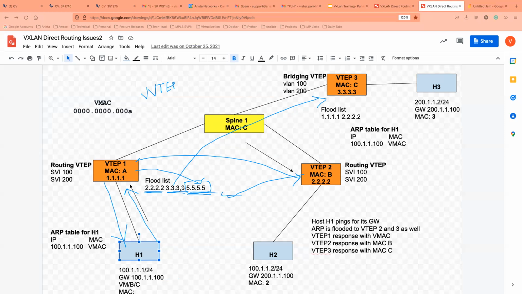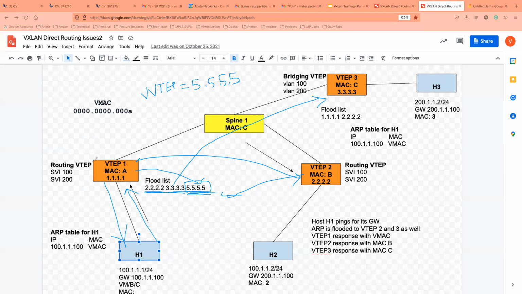Then why are we configuring 555 in the flood list? Why are we configuring it, you mean to say? In the flood list, VTEP. So your question is whether we will configure it or not in the flood list.